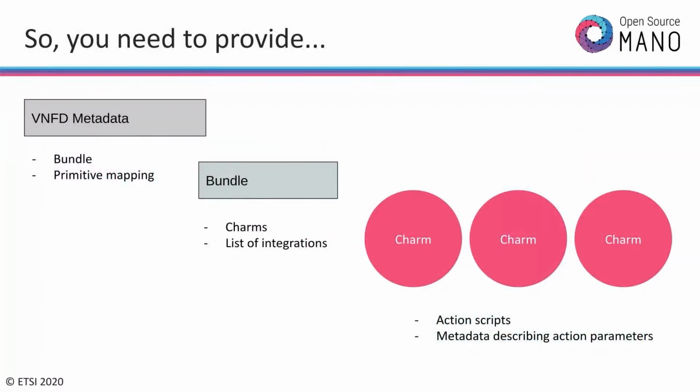So in the end, what exactly do we need? We have the VNFD metadata, which will define the bundles, the primitive mapping, which will map the actions to its charm, the bundle, which will define the charms and the kind of integration that it contains, and the charms by themselves, which will define the operations code and their action scripts.